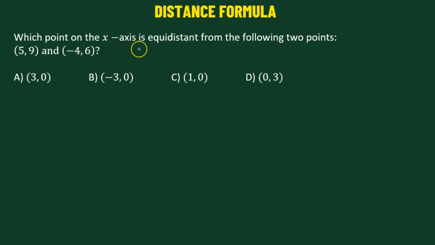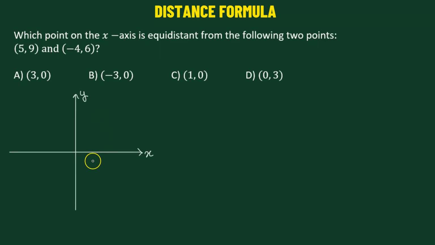Which point on the x-axis is equidistant from the following 2 points, (5, 9) and (-4, 6)? Let's first try to understand the problem graphically. We'll try to plot the 2 points on the Cartesian plane.